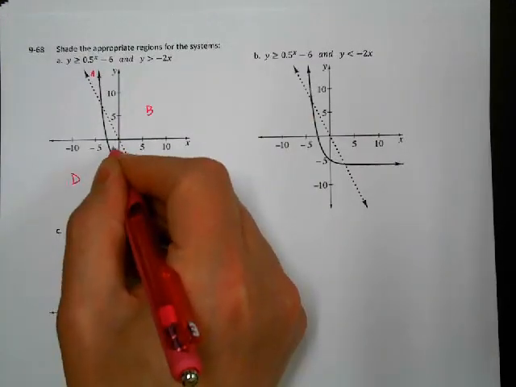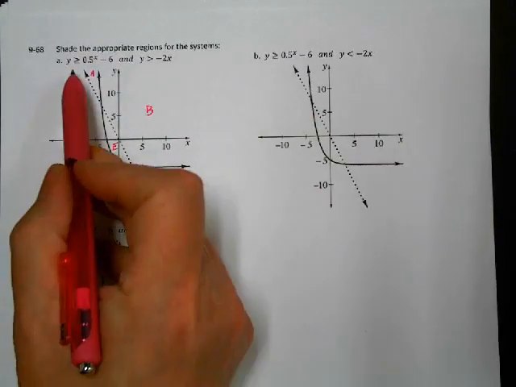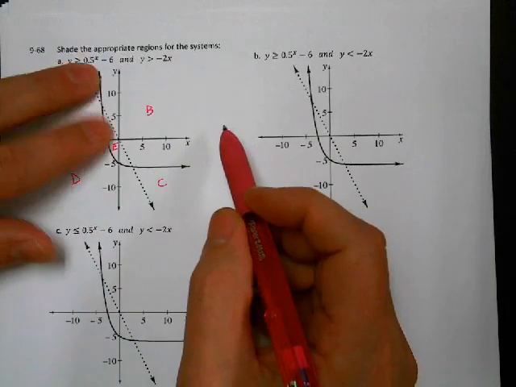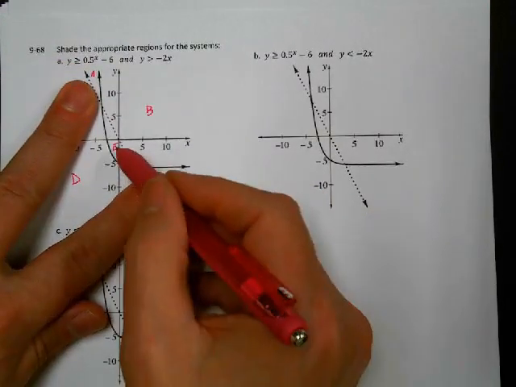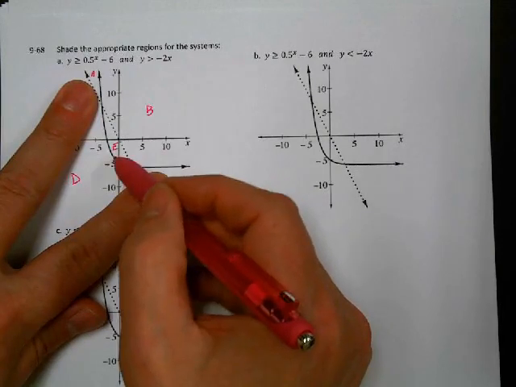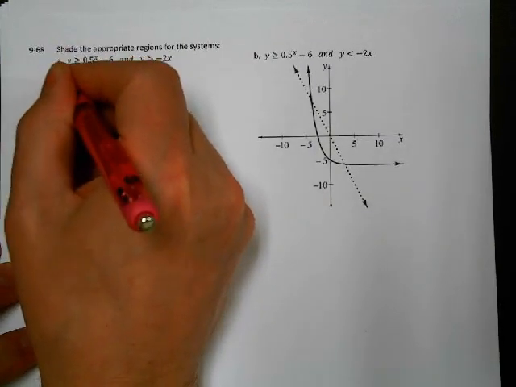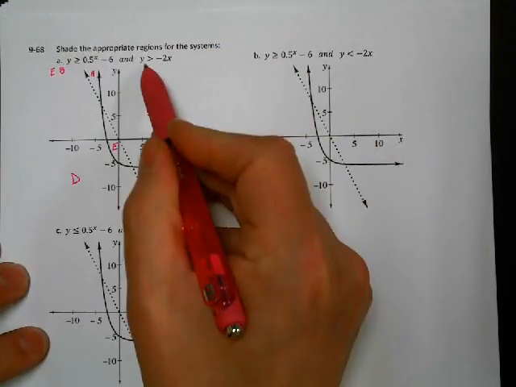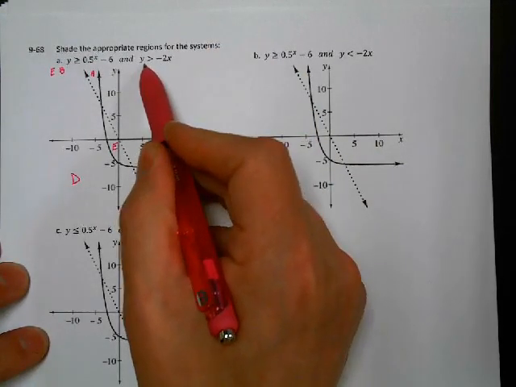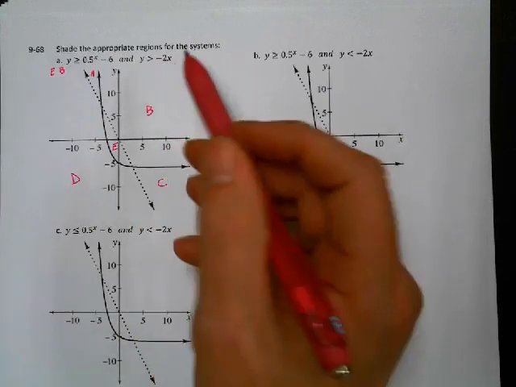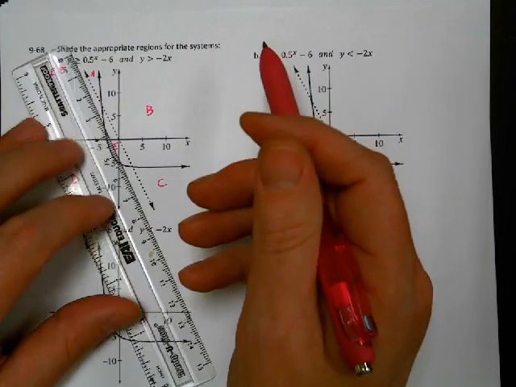Okay, so greater than this curve would be E and B. Those are the 2 that are greater than. So E and B. Greater than the line. Well, here's my line. Greater than would be A, B, and C.